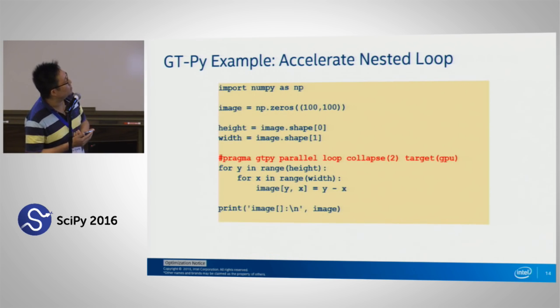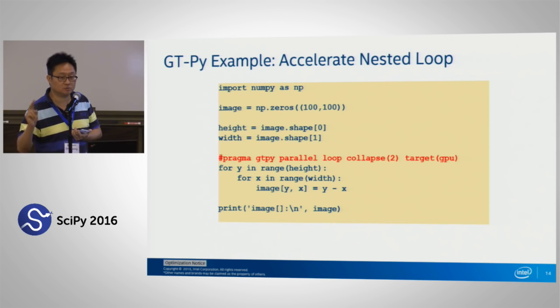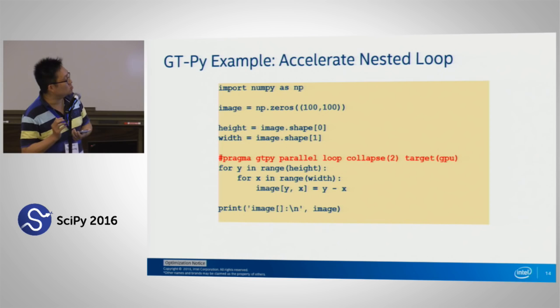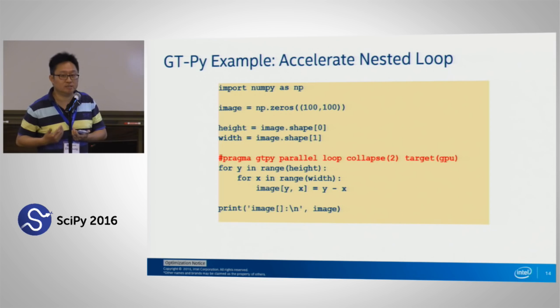The second example is a nested loop, for Y and for X. Then you have two choices here. You can parallelize the outermost loop, or you can parallelize the two loops, the nested loop. We allow you to specify that. You say pragma GTPy parallel loop collapse, and then you specify two. That means you want to collapse the two loops into one. This is not something that I invented; it's based on OpenMP collapse semantics.